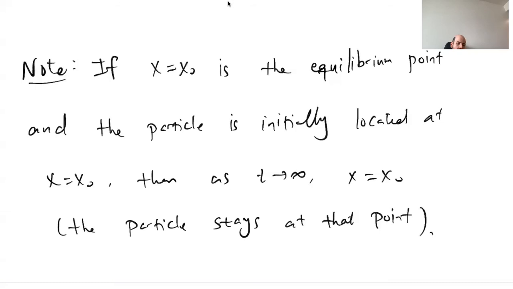So remember, our goal was to find out about what happens as t goes to infinity. If I initially locate a particle at a specific point, as time passes, how does that particle move, and what happens to it as t goes to infinity? Where will it be located? Well, we saw that if the particle is initially located at the equilibrium point, it will always stay there. It won't move, and as t goes to infinity, the particle will stay at that point.